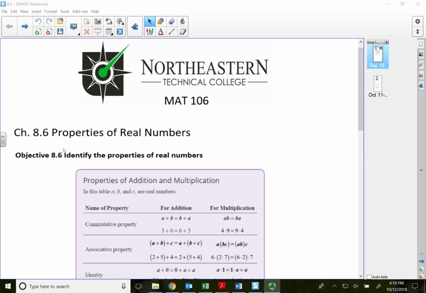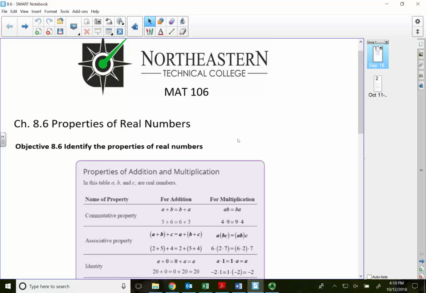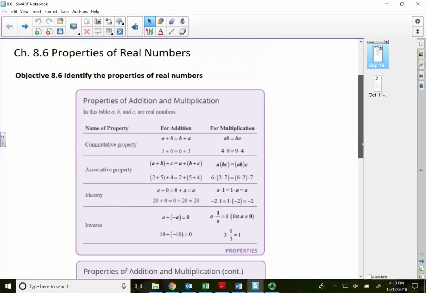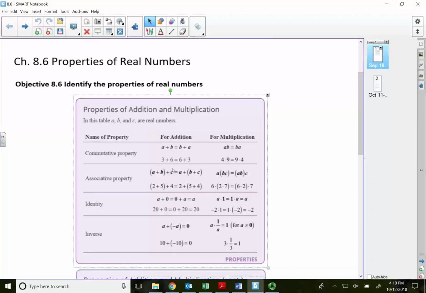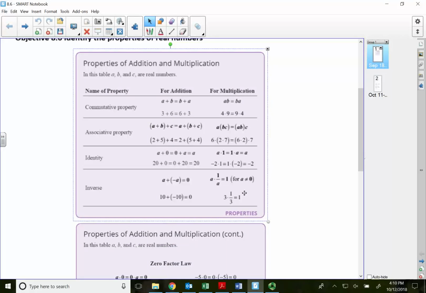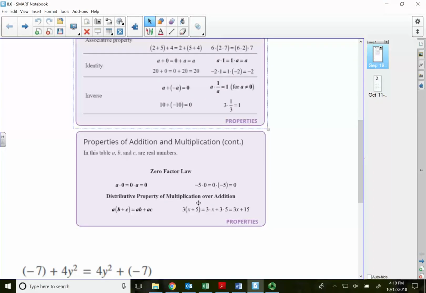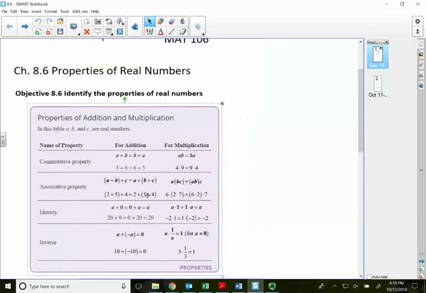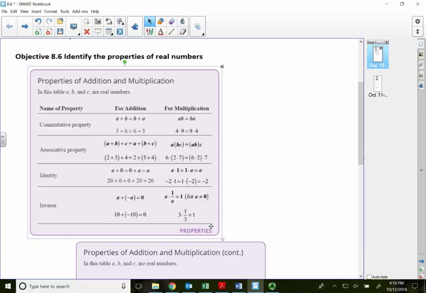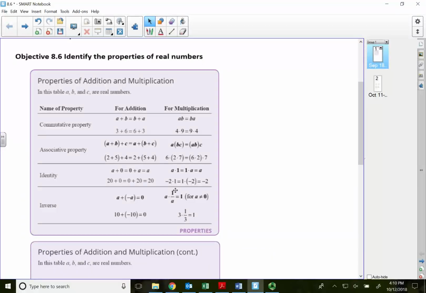Welcome to Module 8.6. In this lecture video, let's take a look at the properties of real numbers. We've done a lot of these properties before, back in Module 1. Here I'm putting them all together and presenting them in an algebra sense. Some of these properties you already learned before, so we're just going to present them in an algebra sense.